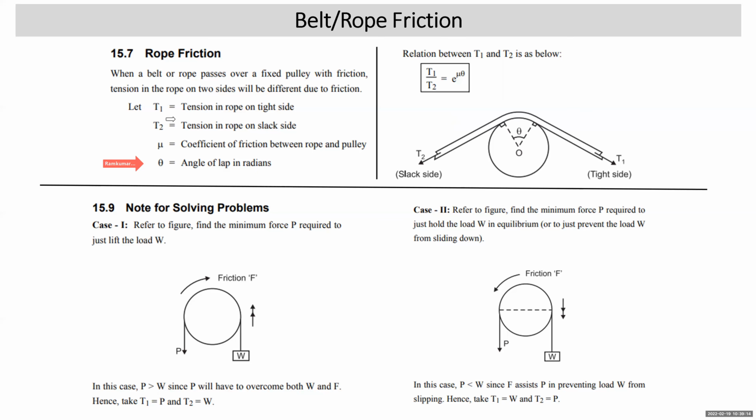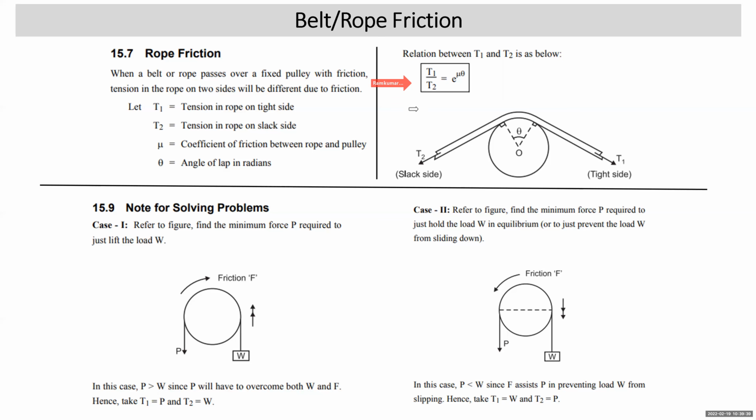So the relation between the tension in the belt on the two sides, that is the relation between T1 and T2, is T1 upon T2 is equal to e raised to mu theta. T1 is the tension in the rope or the belt on the tight side, T2 is the tension on the slack side, and T1 is greater than T2. Mu is the coefficient of friction between the rope and the pulley. Theta is the angle of lap, which is to be taken in radians.